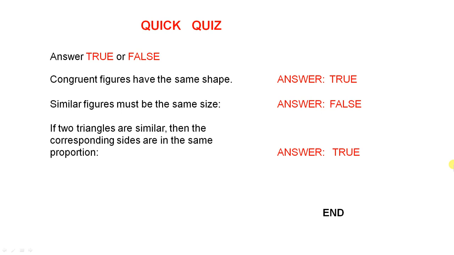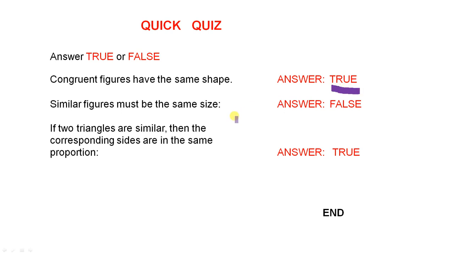Now, let's have a quick quiz on this and see how we go. Answer true or false. Congruent figures have the same shape. That is true, because that's what we saw in the lesson. So that answer is true.